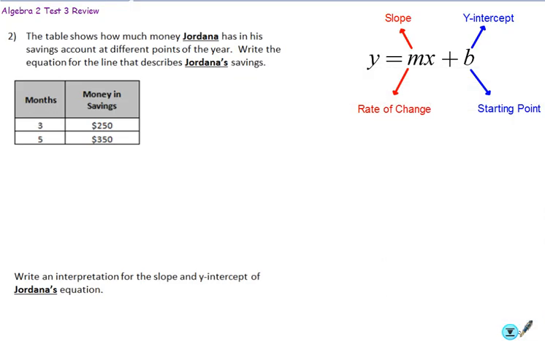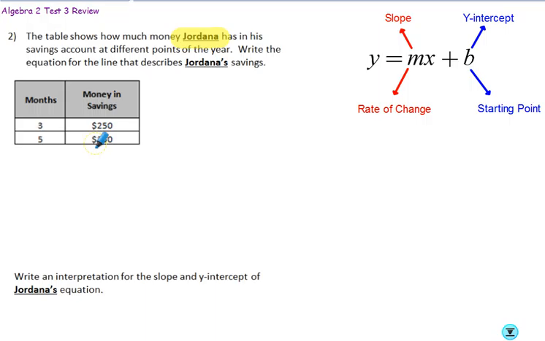Alright, so number 2 is really the same thing as number 1. The only difference is we're changing characters here. Now we're talking about Jordana, and we're dealing with a little bit different numbers because her savings account looks a little bit different than Jesus's above her. So, let's see. Month 3, she's got $250. Month 5, she's got $350. So if we can kind of compare the two.